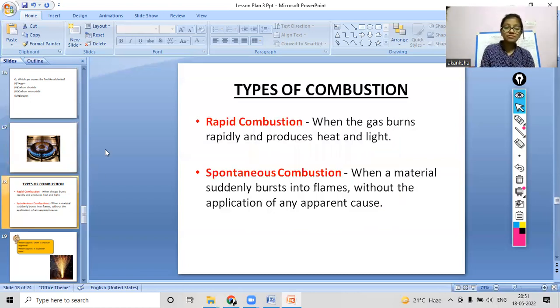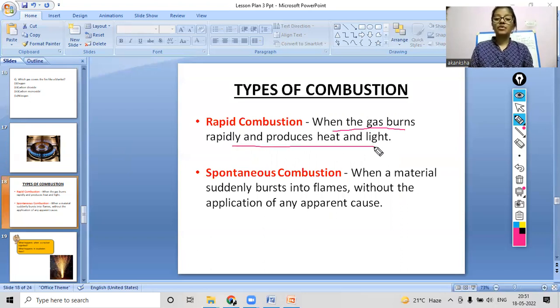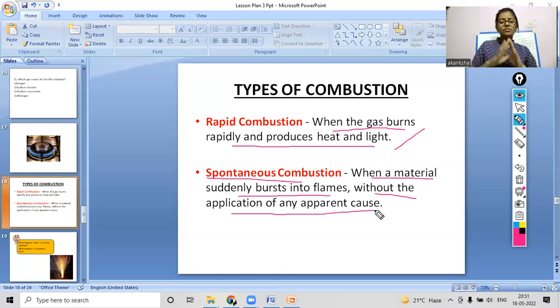These different types of combustion are, first, rapid combustion, and second, spontaneous combustion. What happens in rapid combustion is when gas burns rapidly and produces heat and light, right? So this was in the case of the LPG that we use. And spontaneous combustion is when a material suddenly bursts into flame without the application of any apparent cause. Like if we are not applying anything to that substance and it suddenly catches fire on its own.